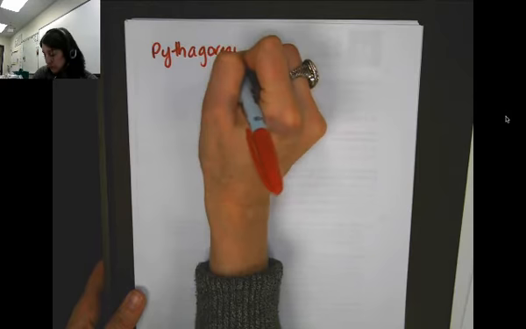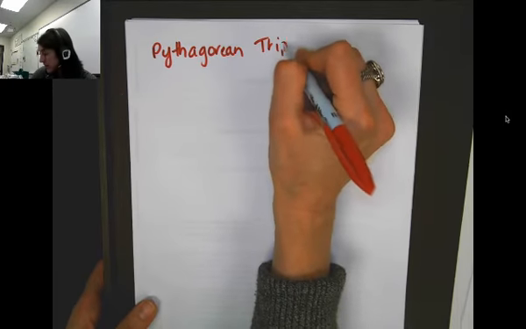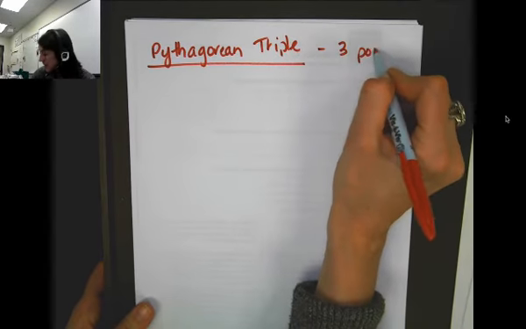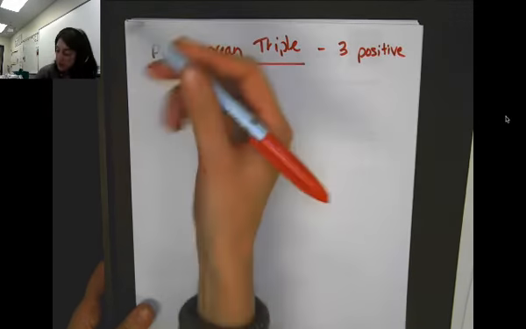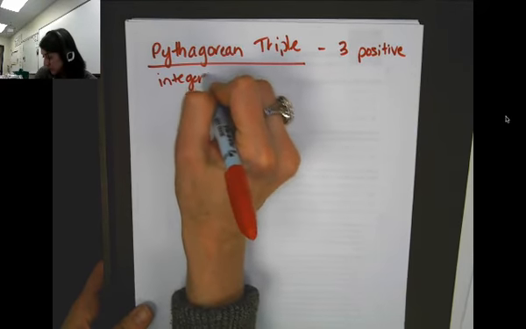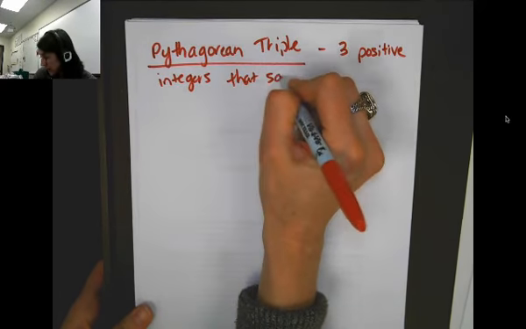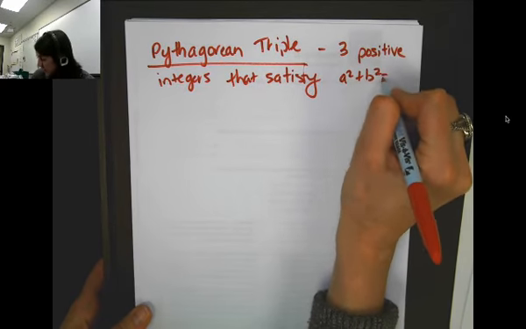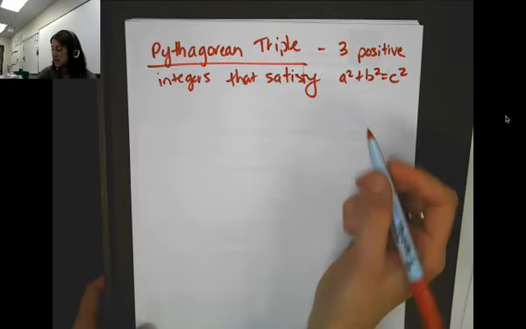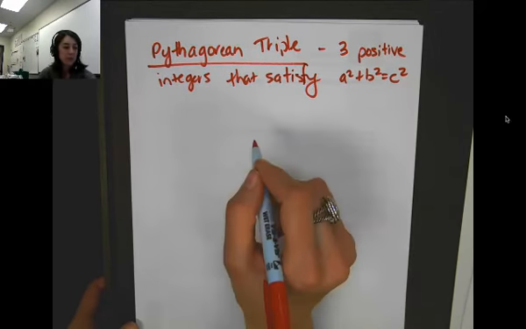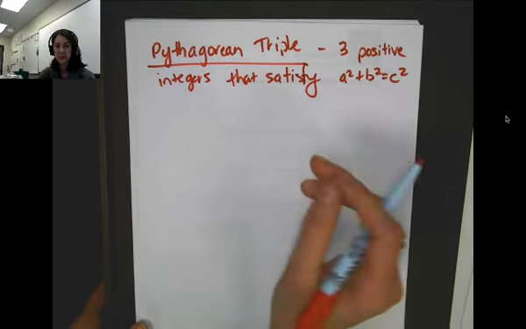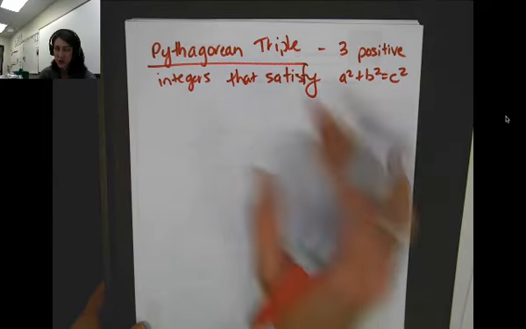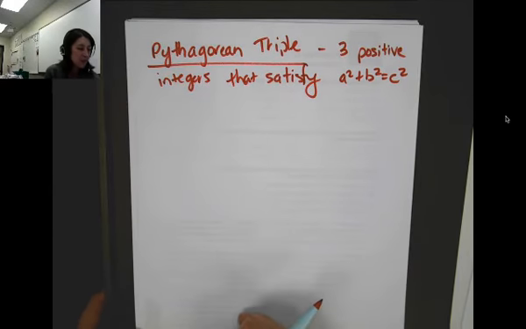Pythagorean triple. Okay, these are 3 positive integers that satisfy this, the theorem. And they come up again and again in all kinds of situations, especially those crafted by textbook writers. I suppose we don't hit too many Pythagorean triples in real life, but it sure is handy when we're solving problems and practicing some of these skills.